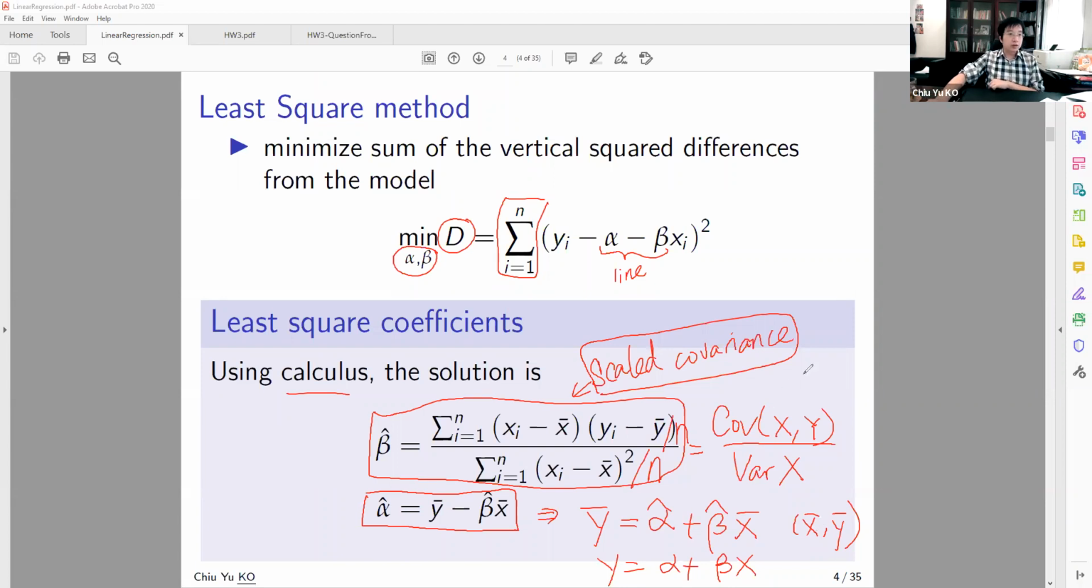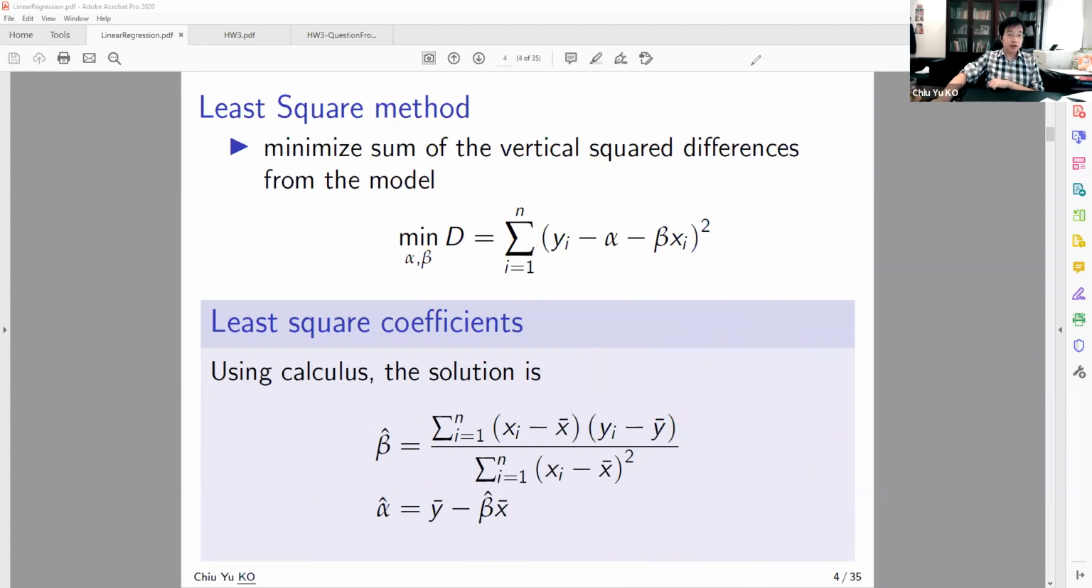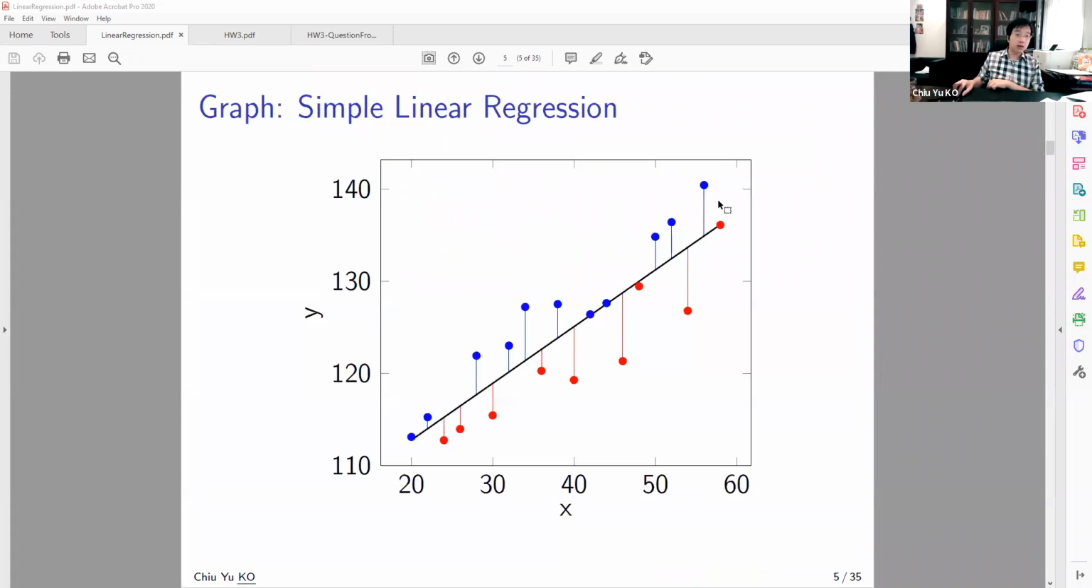Let's see graphically what we mean here. There's data, above is blue, below is red. Regardless of how you draw the line, it must be the case that you pass through the center of data. Suppose this point is x bar, y bar, and we pass through this one. What should be the slope here? The slope will be given by covariance of xy over variance of x. So this will be the slope.